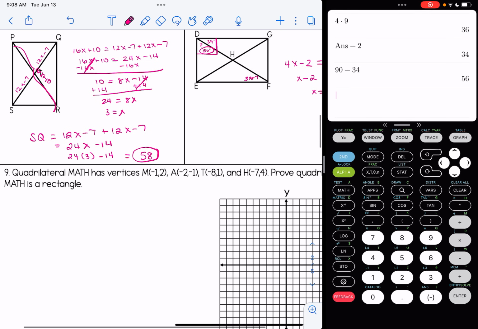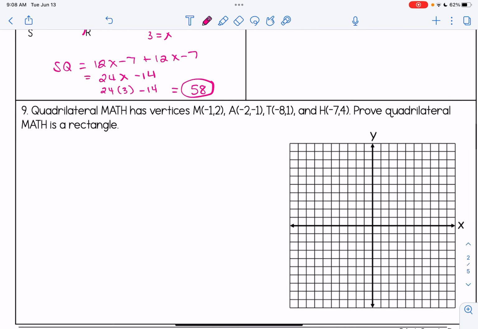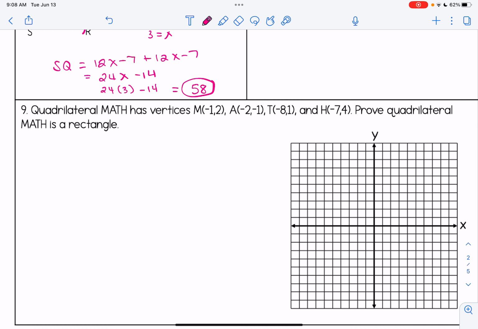All right, our last question is a coordinate proof. I'm going to just move the calculator out of the way for this one. It gives us the 4 points, and we are going to prove it's a rectangle. There are different ways to do this. I'm just going to go through one possible solution in this video, though. First thing I'm going to do is plot all of my points, making sure I label the vertices. So when I plot (-1, 2), I'm going to put M next to it, and I'm going to continue to do that for each of the points in this problem.